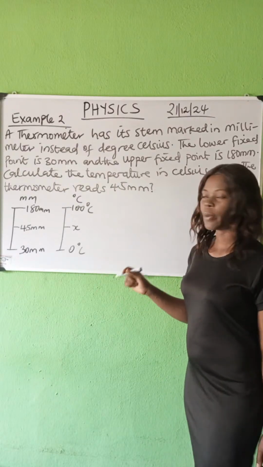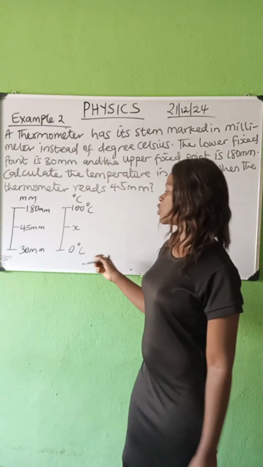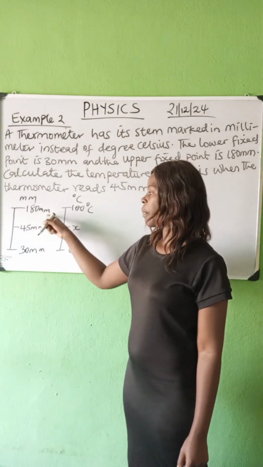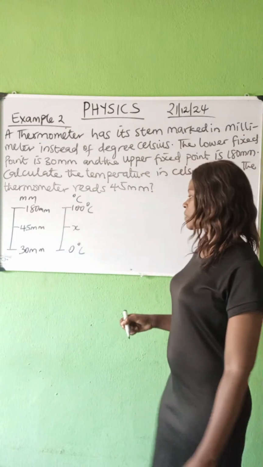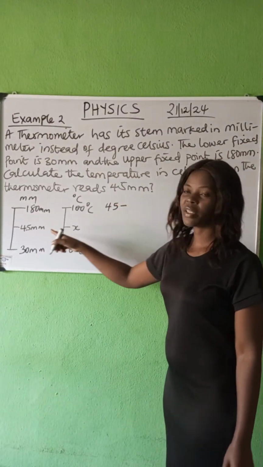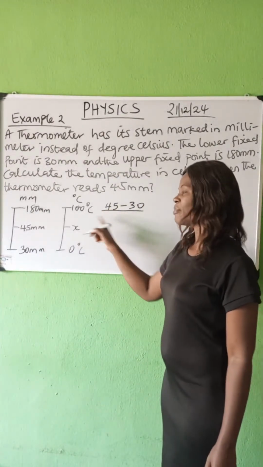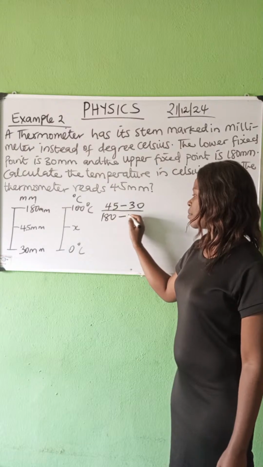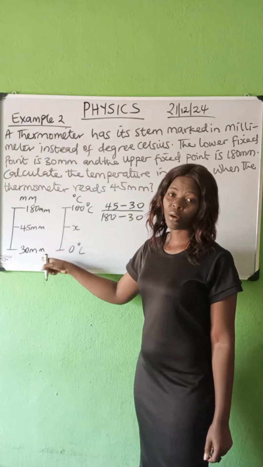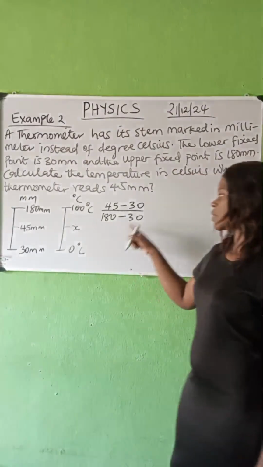So the same formula we applied in the first one is applicable to all questions like this. What are we going to do? Fundamental interval, which is the middle minus the lower fixed point, divided by the upper fixed point minus the lower fixed point. So going by that, we say 45, which is the fundamental interval, minus 30, divided by 180 minus 30. Is that clear? That is what I have.